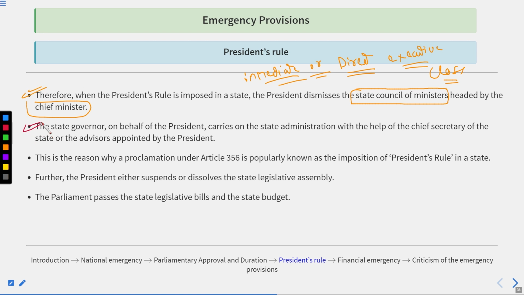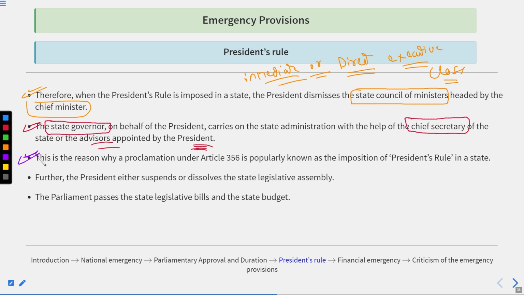Thereafter, the state governor, on behalf of the president, carries on the state administration with the help of the chief secretary of the state or advisors appointed by the president. Why? Because when the state council of ministers and the chief minister, who were the immediate or direct executive class, got suspended, it means now the state governor will have their power. And he could not exercise his power alone, so he will take the help of the chief secretary or the advisors who would be appointed by the president of India.